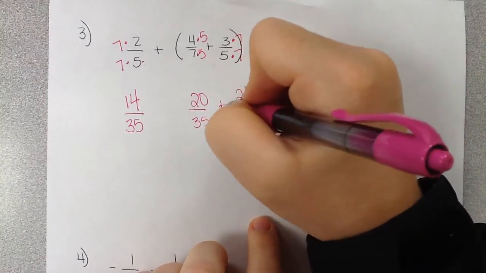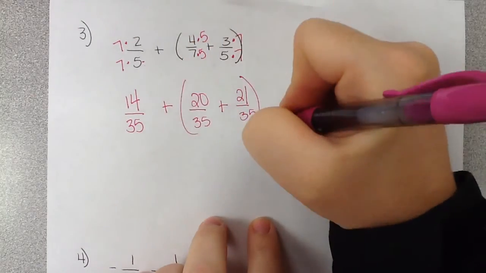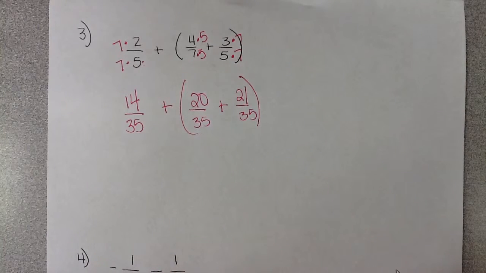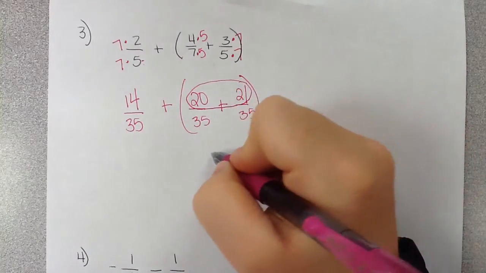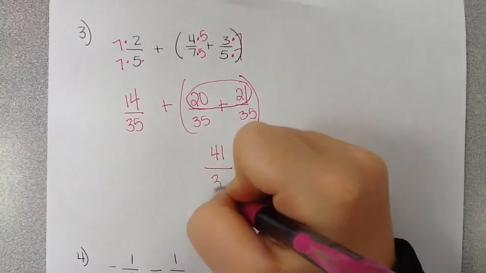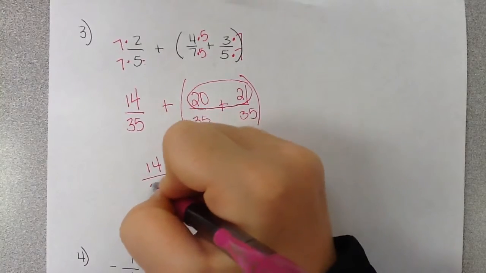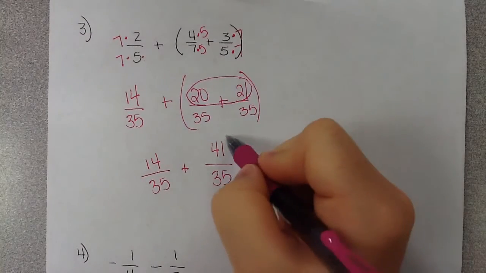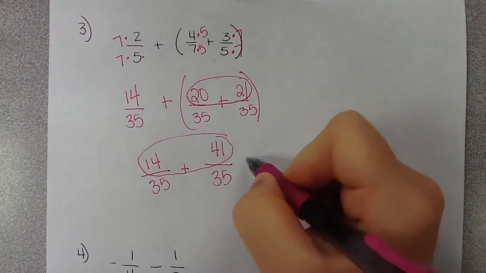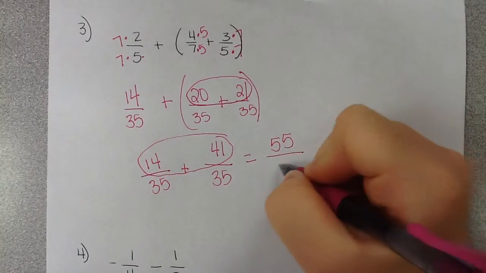Now I'm going to bring down these addition signs. Okay. There were parentheses around these ones first. We know the order of addition does not matter. So if I add these two together, 41 over 35. I need to bring down my 14 over 35. The bottoms are the same, so I add my top pieces. 55 over 35.